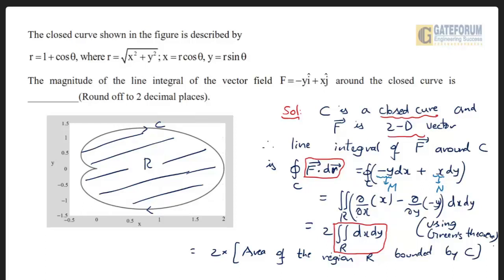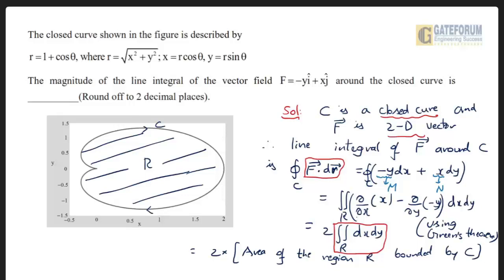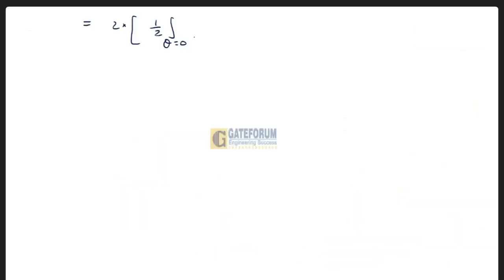Now, what is the area of the region? This is the area of the region bounded by the curve. The curve equation is expressed in polar coordinates. So the area in polar coordinates is half times the integral of r square d theta, where that integral has limits with respect to theta. So this is equal to 2 times half times the integral, theta limits over the cardioid C. This is the anti-clockwise direction, 0 to 2 pi. 0 to 2 pi of r square d theta. This is the formula for finding area in polar coordinates.